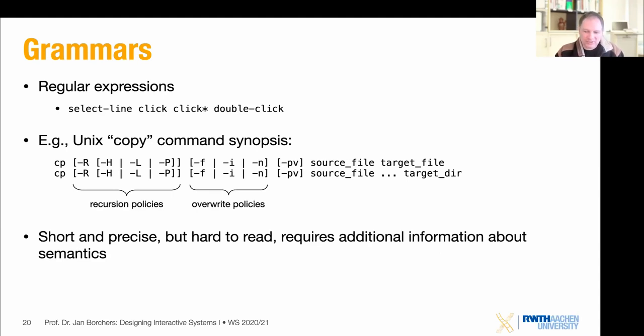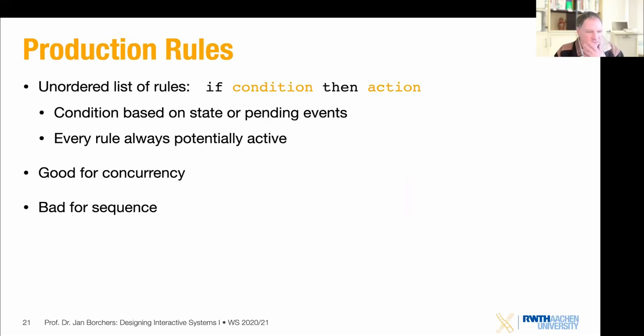Now, we're going to look at another example here called production rules. And again, you will probably remember these from your theoretical computer science lectures. Production rules are just a bunch of rules that is not ordered, that basically give a certain condition, each of them, and then says, if that condition is true, then the following action can happen, or will happen. And these conditions will change based on the system's state and or on events that come in.